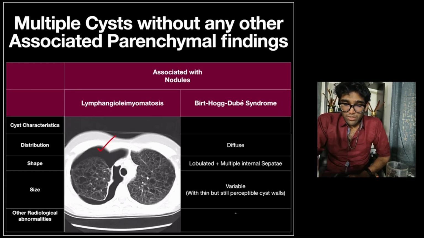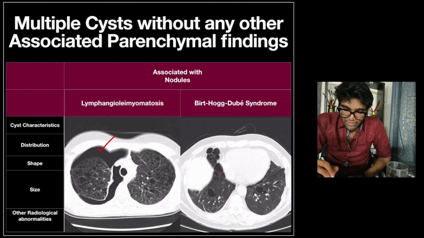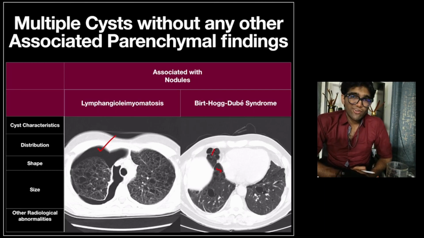Okay, and Birt-Hogg-Dubé is multiple cysts, multifocal in this particular case, showing some internal septation, if that is apparent. Here also there is internal septation, so it need not be there, but if it is there, it is something that should immediately pique your interest.